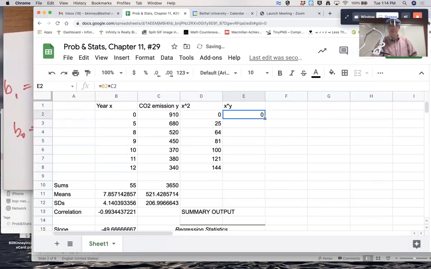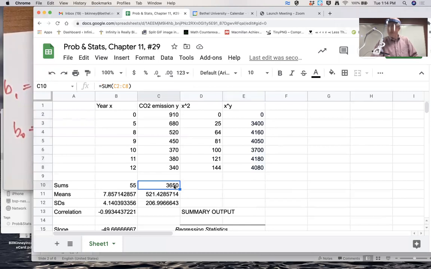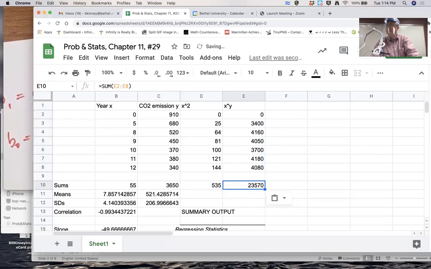I will share this Google Doc with you after class, but I hope you're really focusing on what I'm saying, at least. I need the summations of those things, right? So I can copy and paste this over. There's the summations.